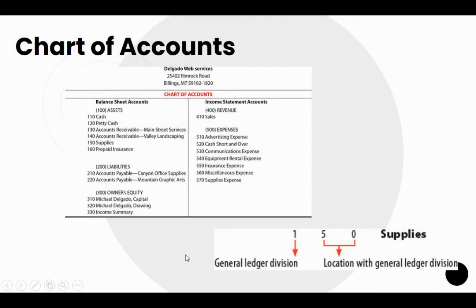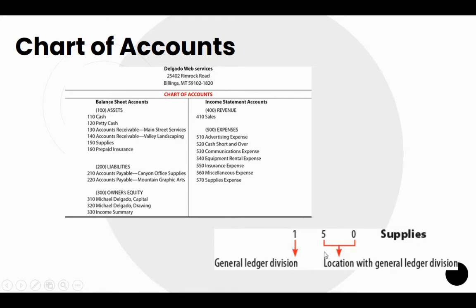Then we talked about the chart of accounts, and this is the picture of the chart of accounts for Delgado Web Services. And I just wanted to review real quick what the account numbers mean. Right now we have 3 account numbers. The first number tells what division that account goes in. So supplies is an asset. Assets are first. They're 100s. They all start with 1.